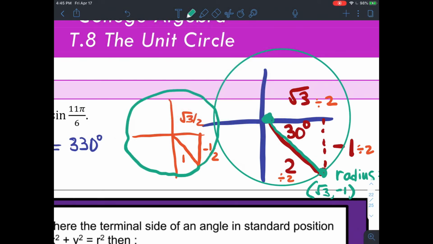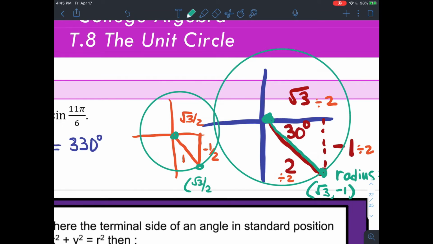And then if you think about the circle that could contain this, that point on my circle is going to have an x-coordinate of square root 3 over 2 and a y-coordinate of negative 1/2.